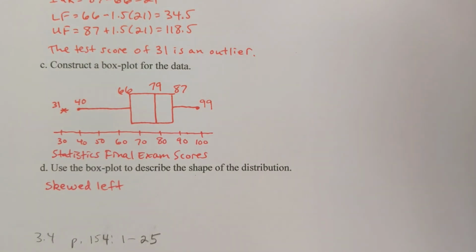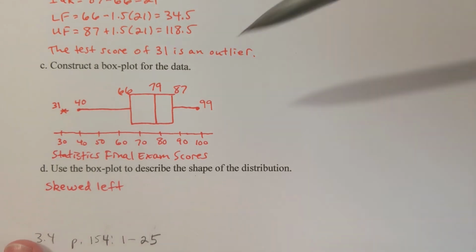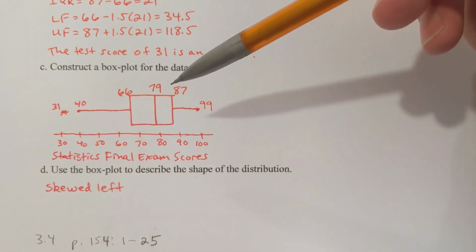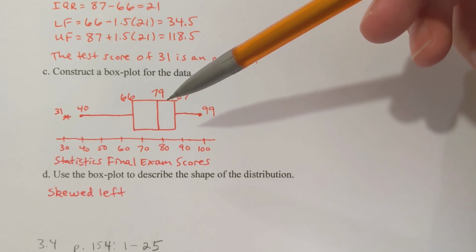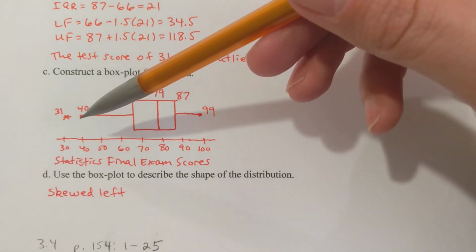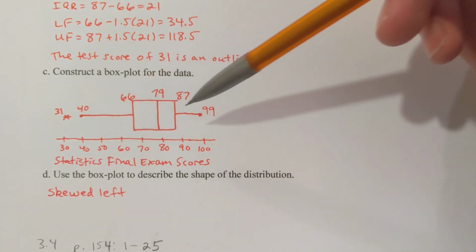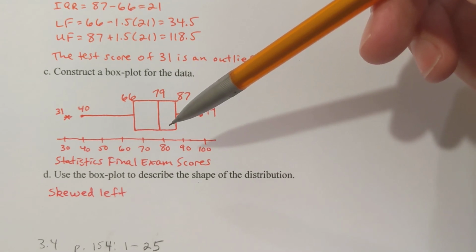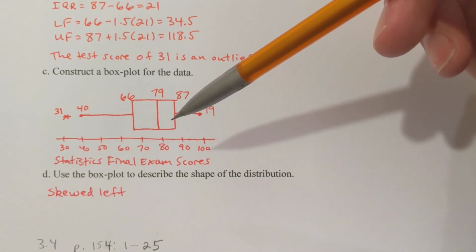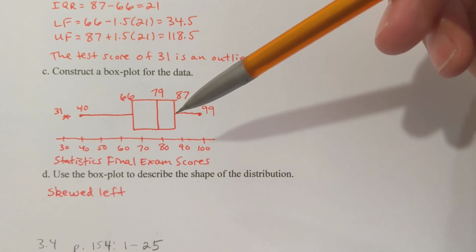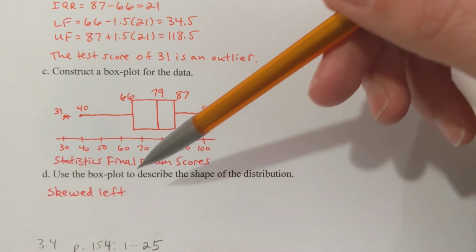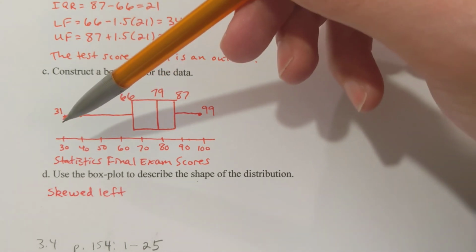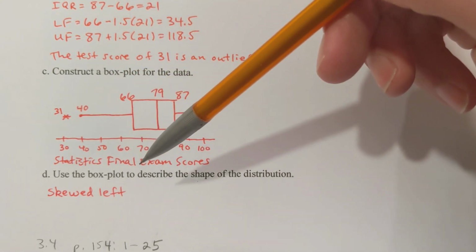Part D, I need to use the box plot to describe the shape of the distribution. Well, the median looks like it's to the right of the center of the box, and the left line looks like it's substantially longer than the right line. If either one of those two things happen, I call the distribution skewed to the left. Here they both happen, so there's no question about it. Plus, I've got an outlier on the left side, so this is no doubt skewed to the left.